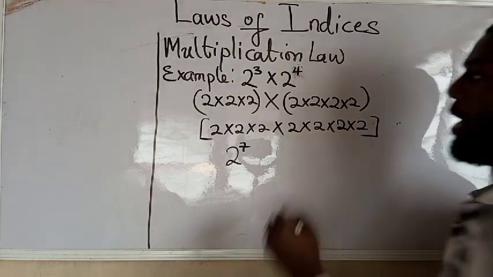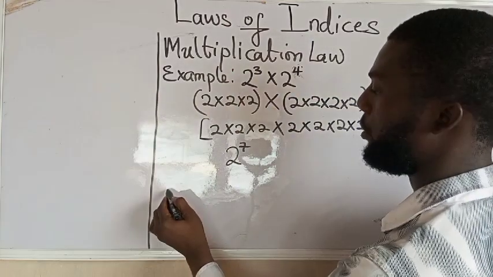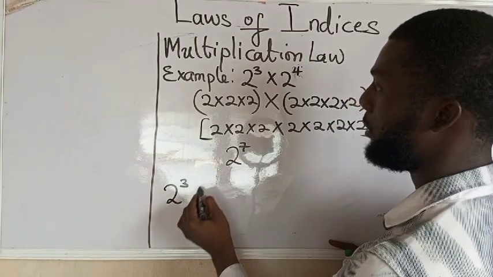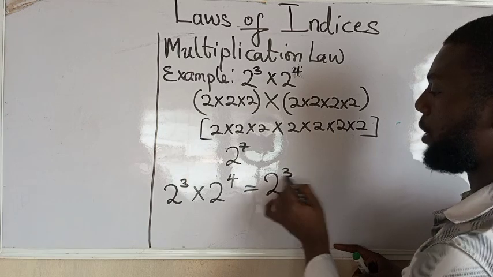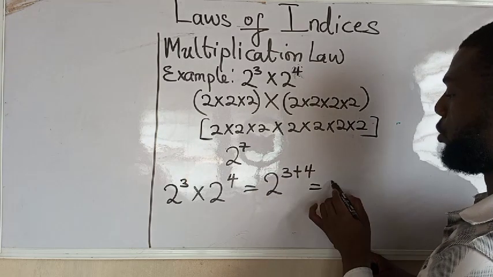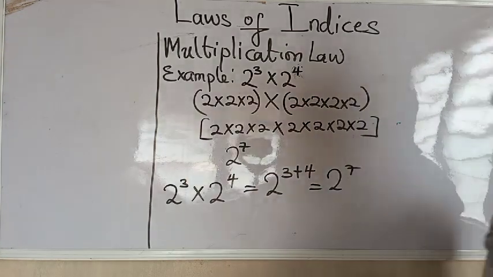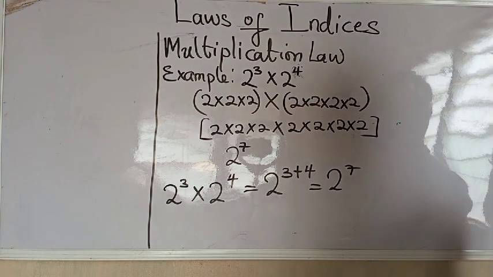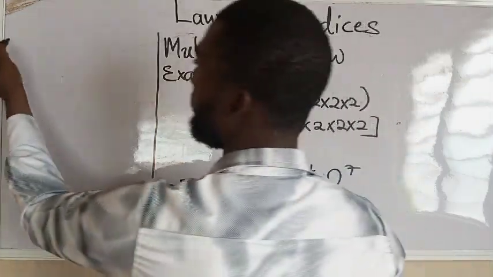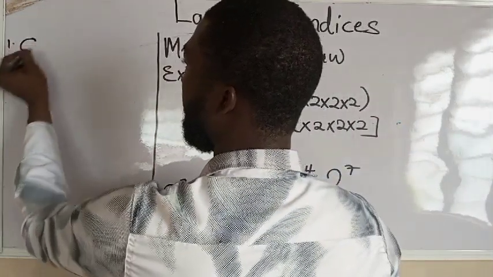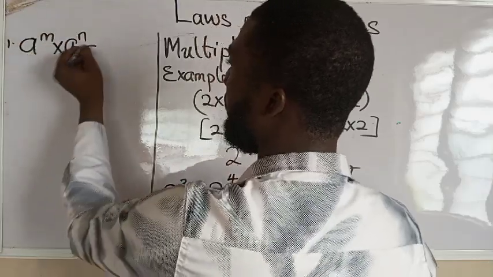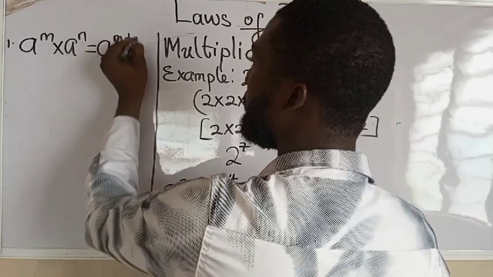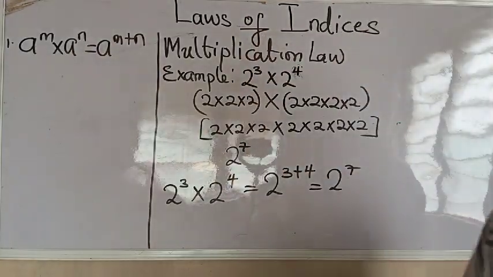Now, I can as well say that 2 raised to the power 3 times 2 raised to the power 4 equals 2 raised to the power 3 plus 4, which is equal to 2 raised to the power 7. Now, this brings us to the first law of indices, which says that a raised to the power m times a raised to the power n equals a raised to the power m plus n.